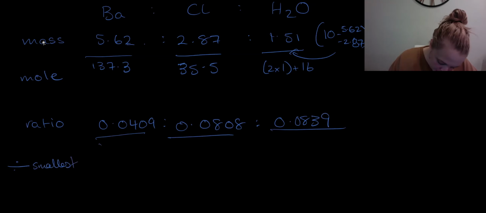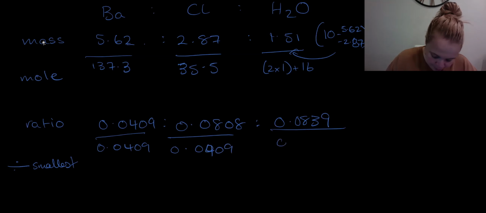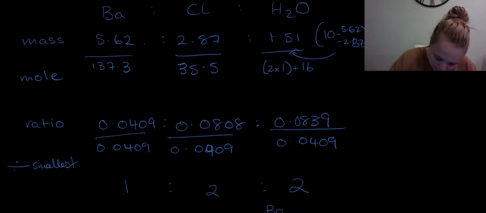Which one is the smallest? It's the first one. Divide them all by 0.0409, and what you end up with is a ratio of 1 to approximately 2 to approximately 2. This is where it gets a little bit tricky. So our ratio is 1 to 2 to 2 of Ba, chlorine, and water.